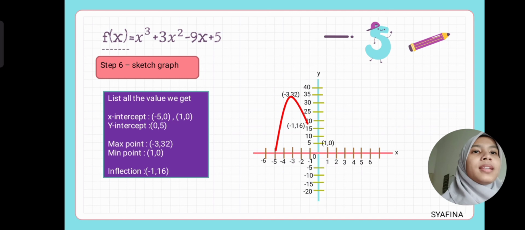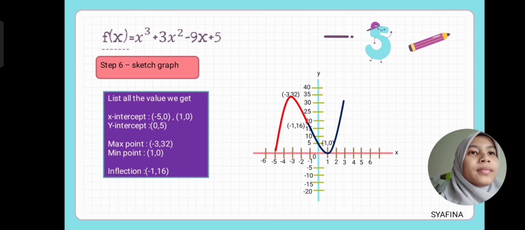Okay, as you can see, the red color of the graph is the concave down and it fulfills all the values that we get. First of all, this is the maximum point, which is (-3, 32). It also touches the x-intercept, which is (-5, 0). Then, when the graph reaches the inflection point, which is (-1, 16), it changes to concave up. As you can see, the black color is the concave up graph, and it also touches the x-intercept, which is (1, 0). So that's all the steps we need to follow to sketch the graph.